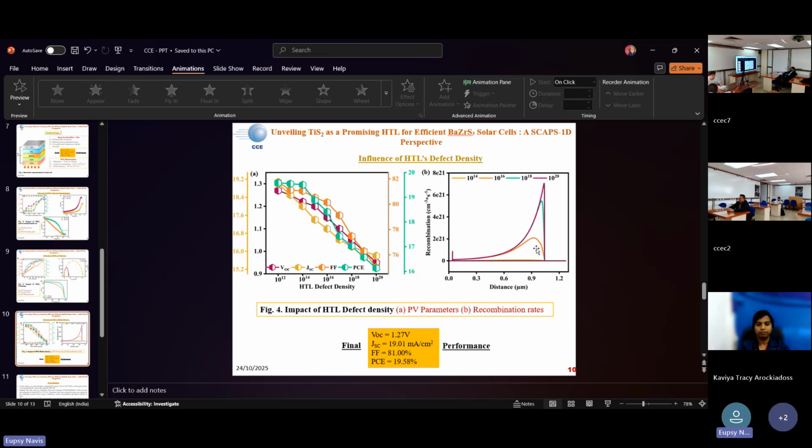With a higher defect density of 10^20, the recombination is very high, but with a minimal defect density of 10^14, the recombination is very less. This is because with higher defects, there will be more recombination centers, thereby reducing the overall performance of solar cells. So finally, after careful optimization of the thickness, carrier concentration, and defect density of our HTL, the barium zirconium sulfur solar cell obtained an efficiency of about 9.58%.